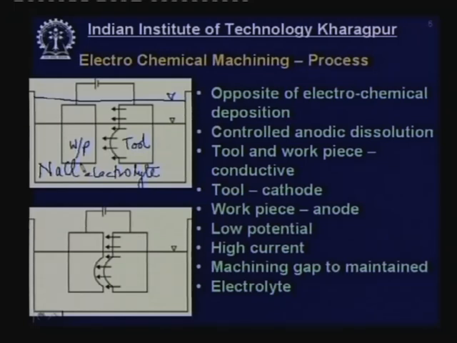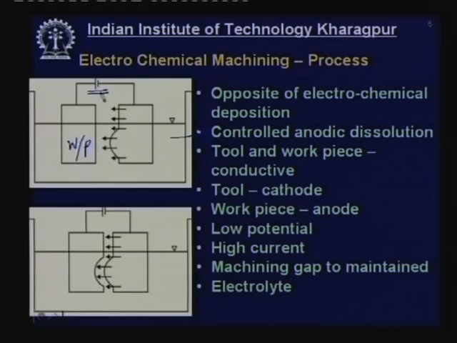What is electrochemical machining? Briefly, it is just the opposite of electrochemical deposition. This is a controlled anodic dissolution. So, this was my workpiece and this is the anodic dissolution. If you look here, the workpiece is connected to the positive terminal and your tool is connected to the negative terminal. What is the next point? We have already covered it. Tool is my cathode and workpiece is my anode.